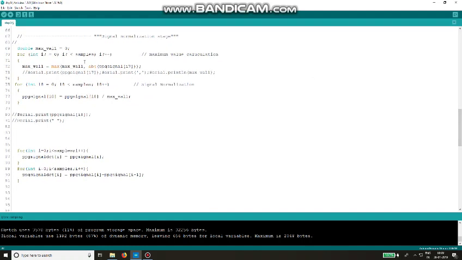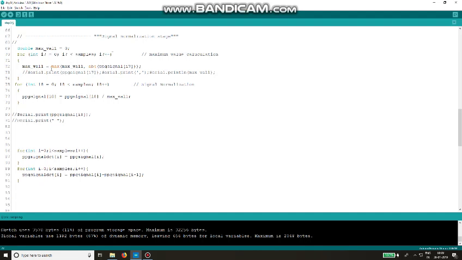In the normalization stage, first we calculate the absolute maximum value of the whole data. We define a temporary variable, max val1, equal to 0. Initially its value is 0, then it stores the next higher value, then the next higher value, and so on.